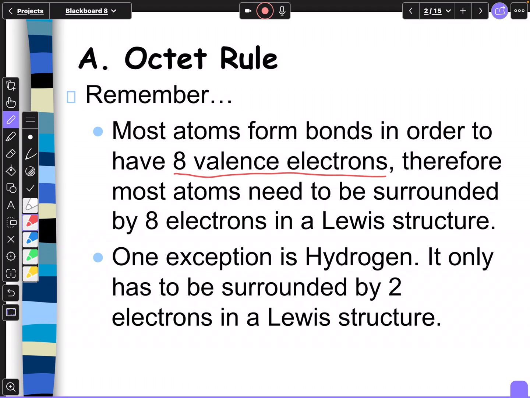So therefore, most atoms need to be surrounded by 8 electrons in a Lewis structure. One exception, though, is hydrogen. It only has to be surrounded by 2 electrons in a Lewis structure. The reason for this is that hydrogen only has 1 valence electron. It only needs 1 more for its first energy level to be full, so it only needs a total of 2 instead of 8.